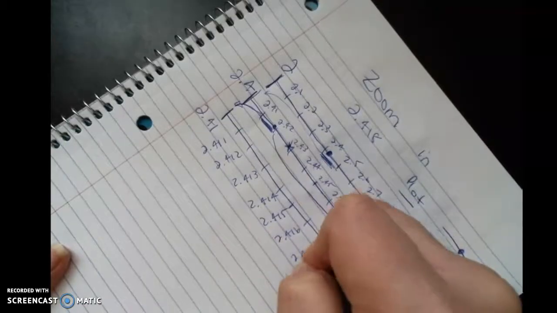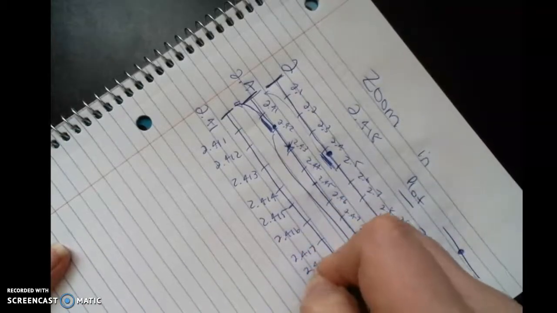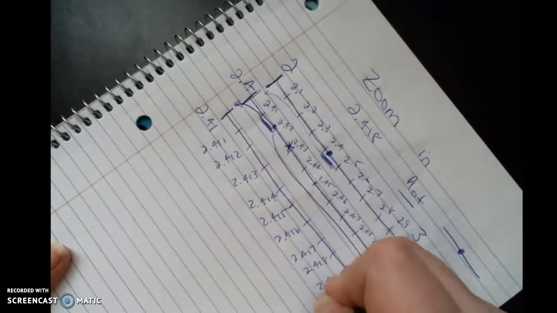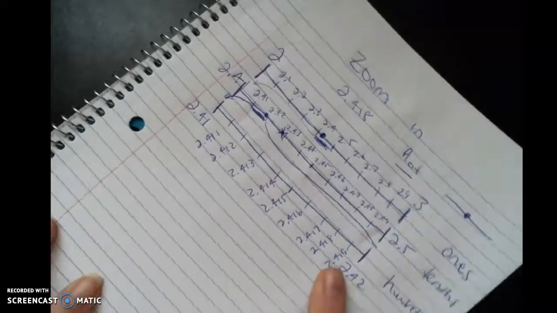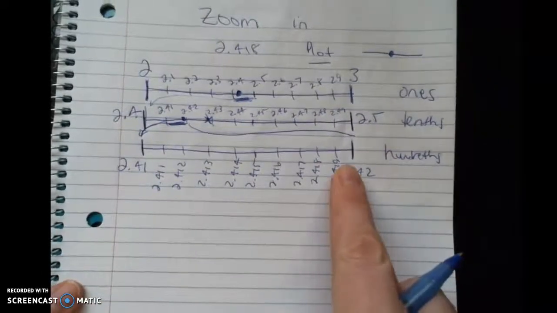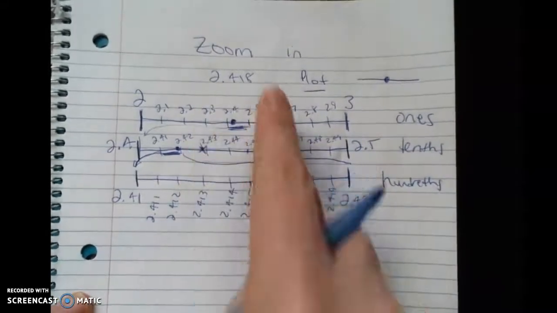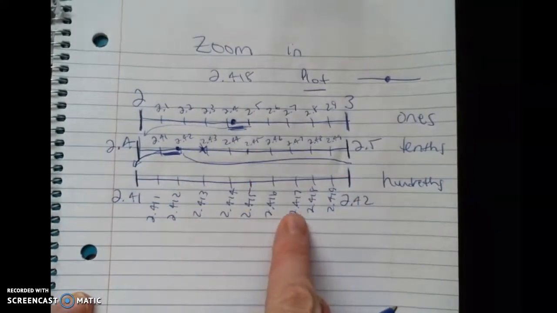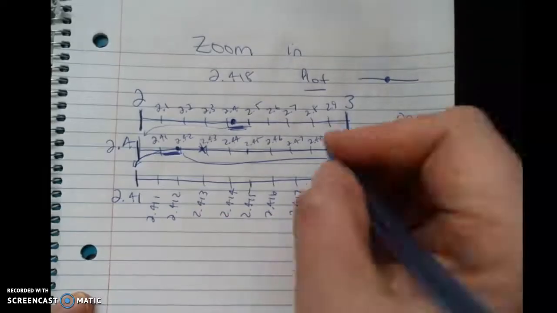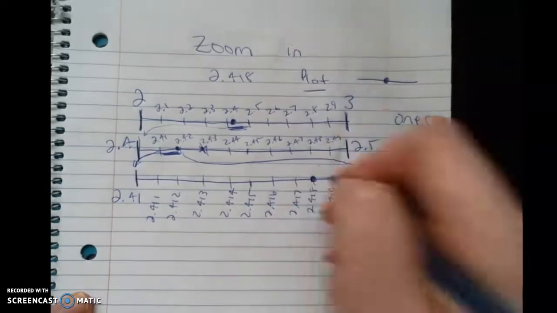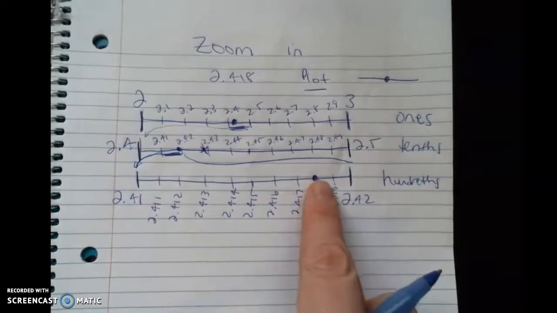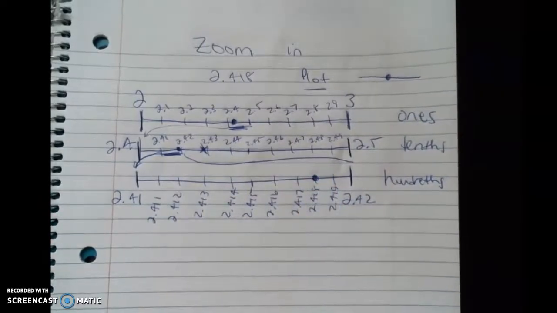2.416, 2.417, 2.418, and 2.419. And again, by labeling them all, we have a good check to make sure then that would come over to 2.42. All right, so now 2.418, if I look, is actually on a tick mark. So I zoomed in enough to get that guy onto a tick mark, which is exactly what I want.